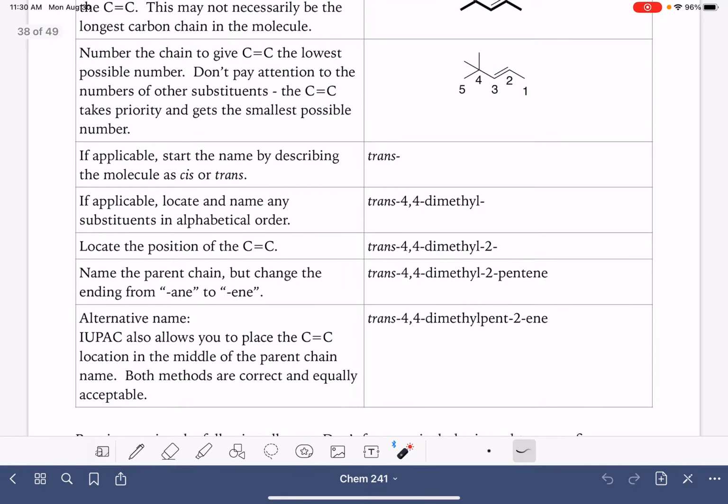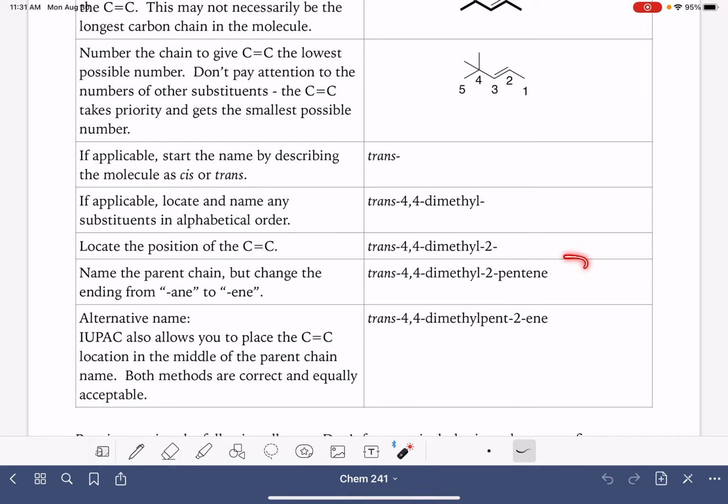Now, in 1993, IUPAC changed the naming system for alkenes and said that it would be appropriate for us to place the location of the double bond in the middle of the name of the parent chain. So instead of saying 2-pentene, you can say pent, which would mean 5 carbons, and then you can say 2-ene, which sounds kind of awkward, but basically what this is doing is saying that the double bond is on carbon number 2. And even though this is kind of awkward sounding notation, there are going to be situations where this, even though it sounds funny, is way more suitable for the molecule.